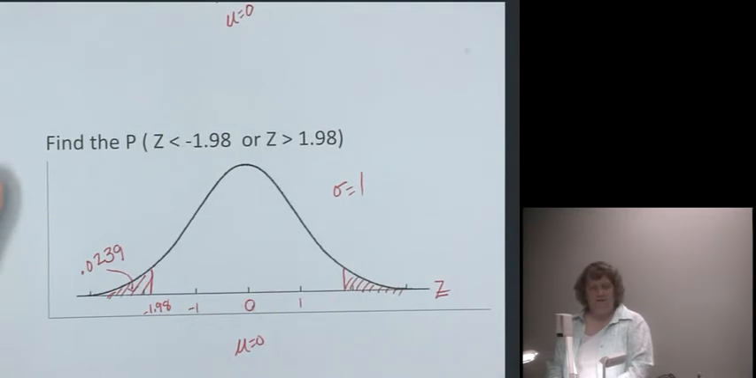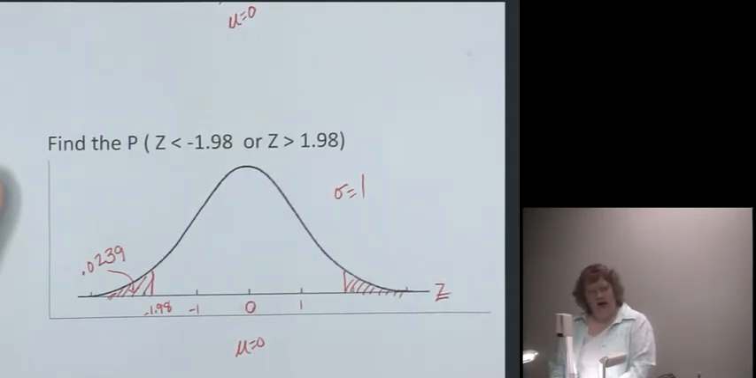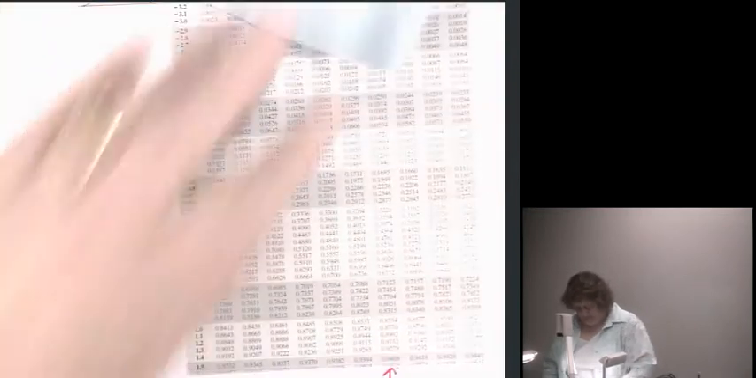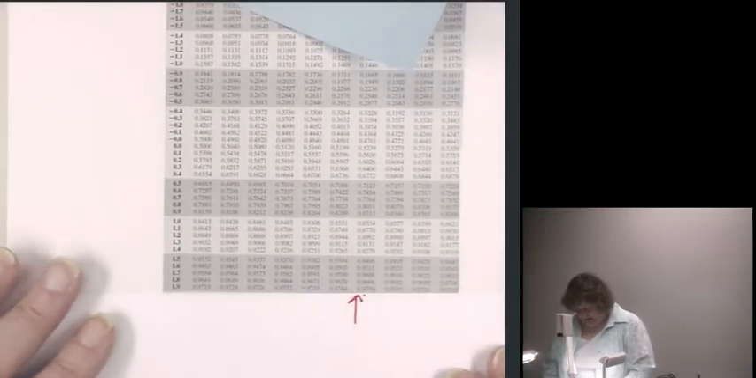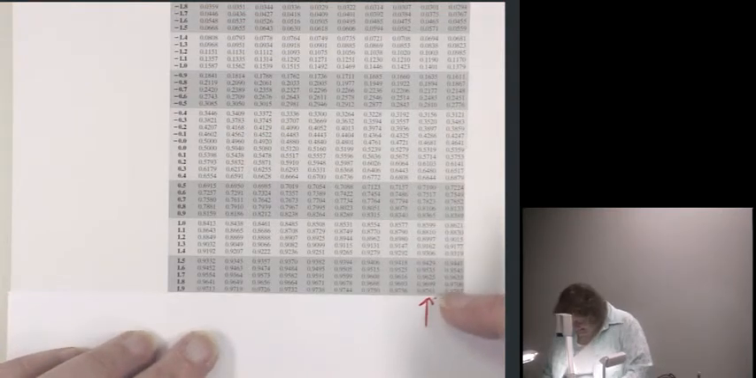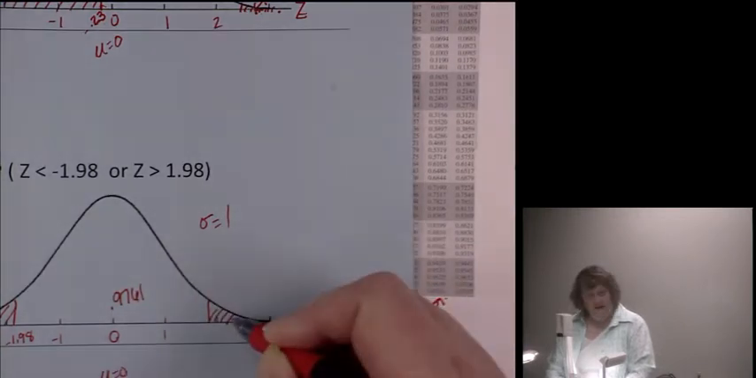The pictures are worth thousands of words, and you can keep up with your area by realizing that when you look up in the table, it always gives you an area to the left. Now, when I look up my positive 1.9, and then over to the 8 column, I get 0.9761. And again, that's the area to the left. And when I put that on here, that's going to be over here, 0.9761. It's not the tail that I want.